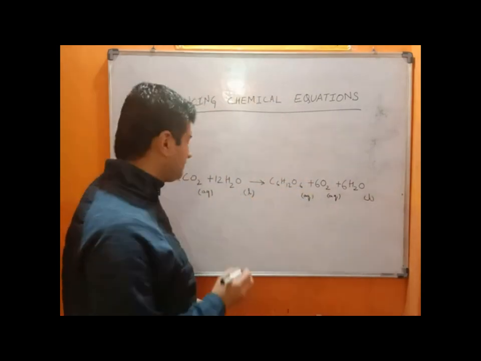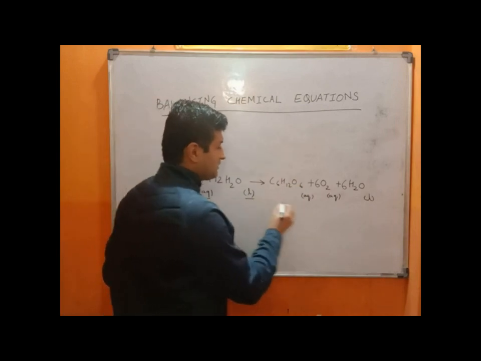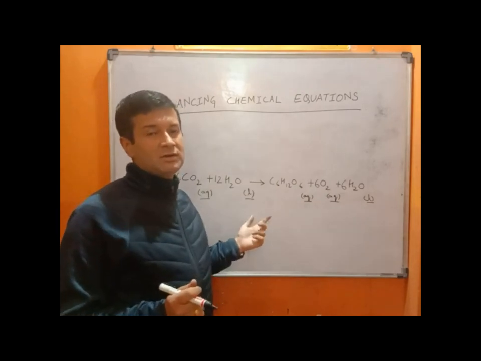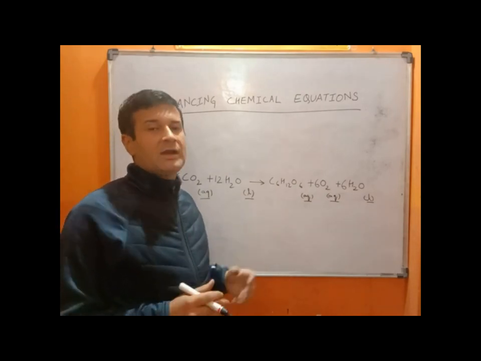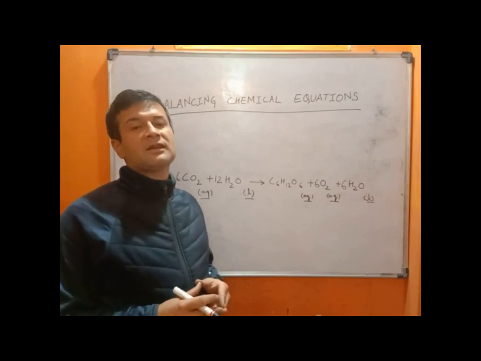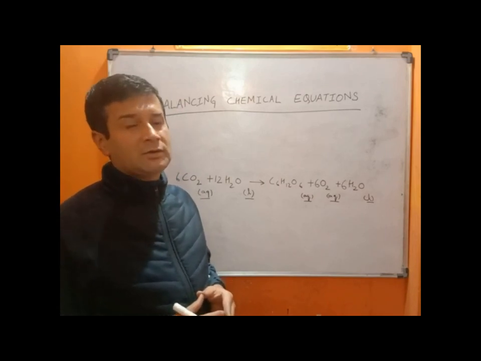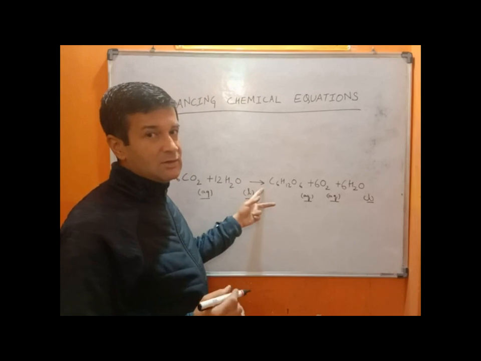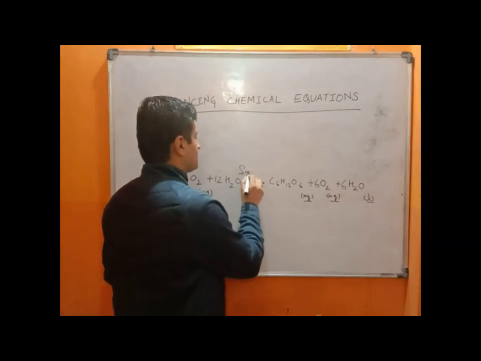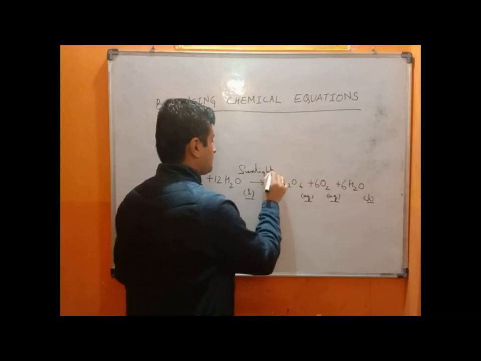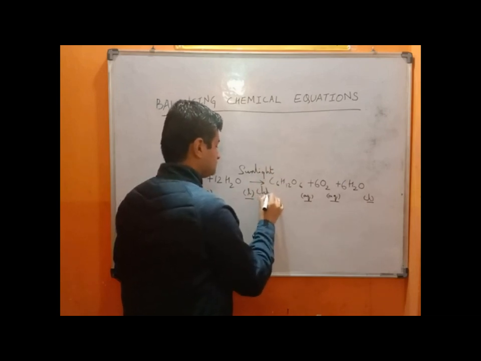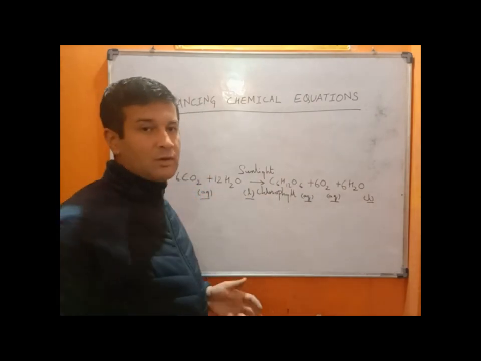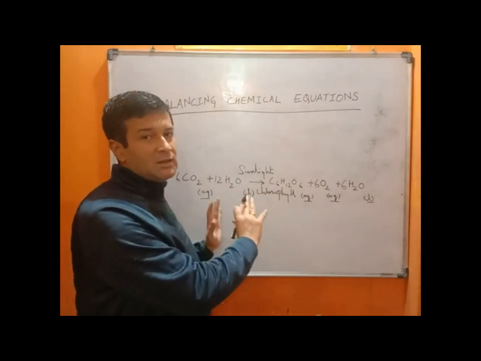We have also written the physical states: aqueous, liquid, aqueous, liquid. So this is the balanced chemical equation of photosynthesis, and we all know that for photosynthesis sunlight and chlorophyll are required. So we write these above and below the arrow in the chemical equation. In this way we write the complete chemical equation.